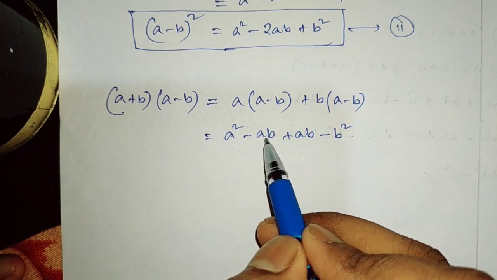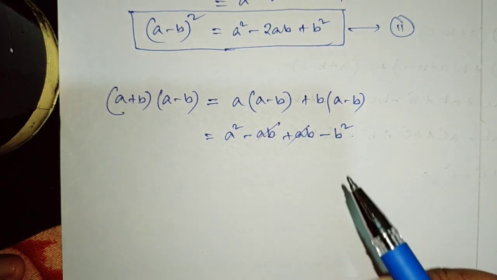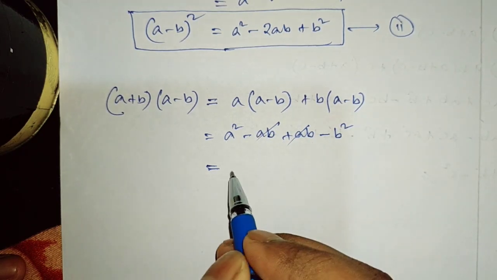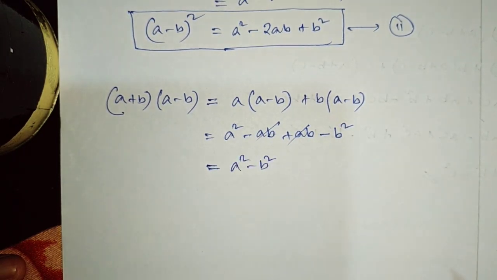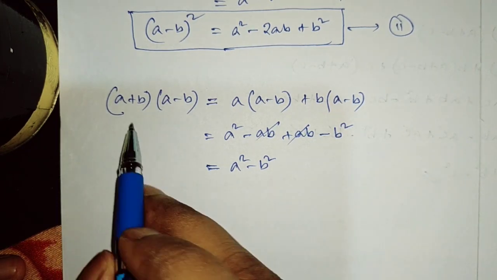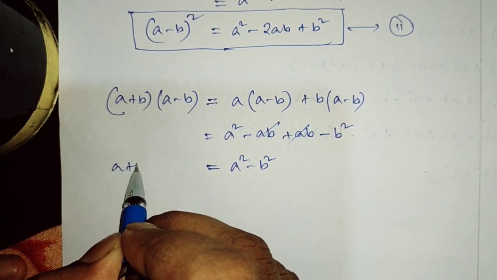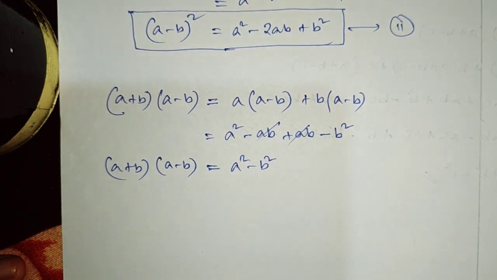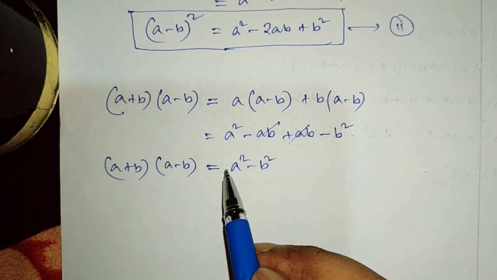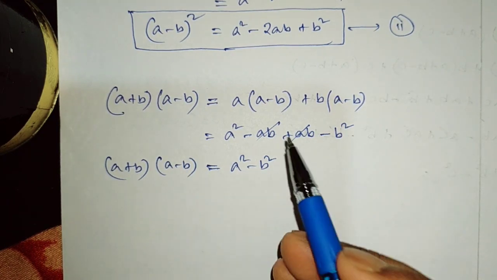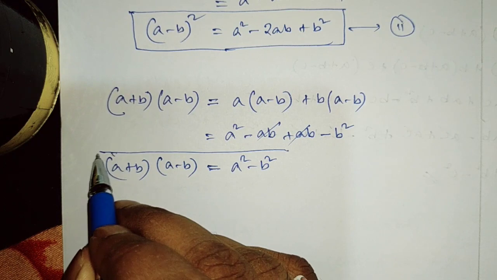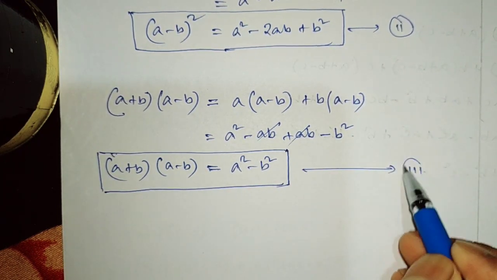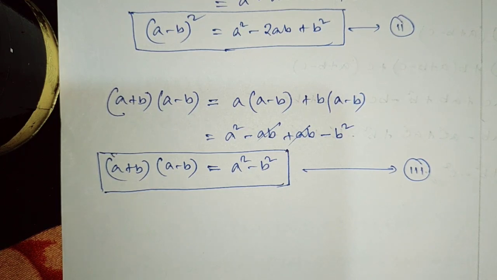In this case we see that minus ab plus ab will get cancelled out, and we are left with a square minus b square. So that is our third identity: a plus b into a minus b will be a square minus b square, or we can say a square minus b square is equal to a plus b into a minus b. That is our third identity.